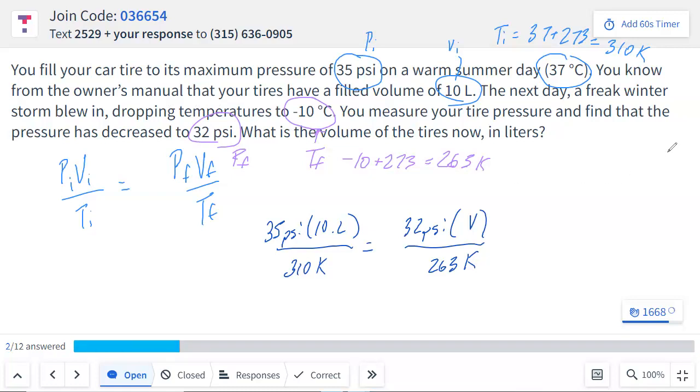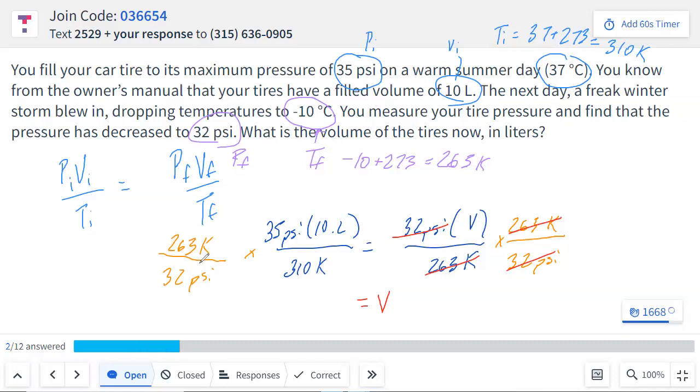Now I've got to do some algebra. I need to isolate the V here, so I need to multiply this side by 263 Kelvin and divide by 32 PSI. When I do that, my 32 PSIs cancel, my 263 Kelvins cancel. I'm left with just volume. Whatever I did over here, I've got to do to the opposite side as well. So 263 Kelvin over 32 PSI.